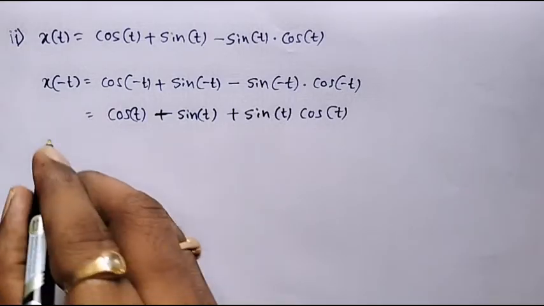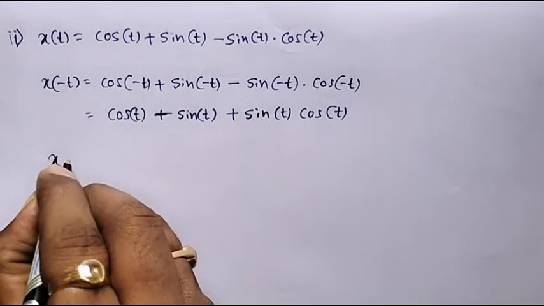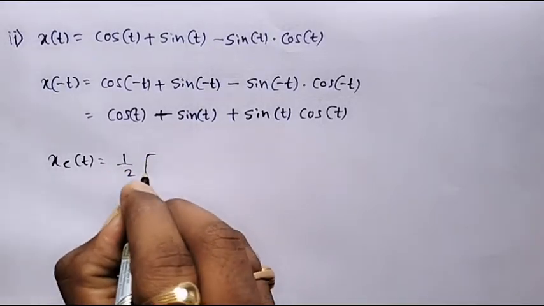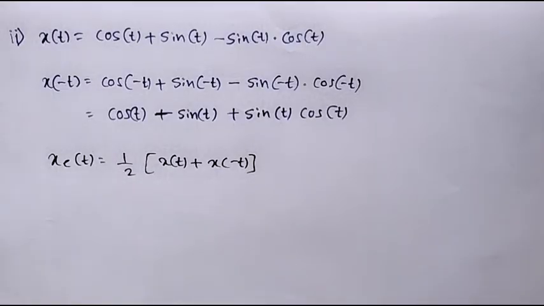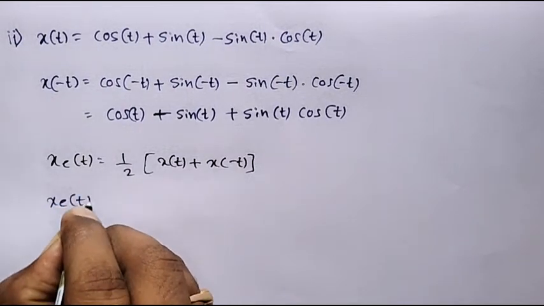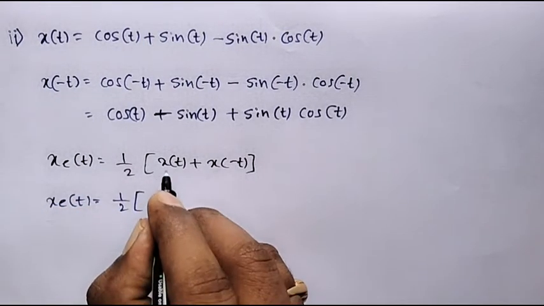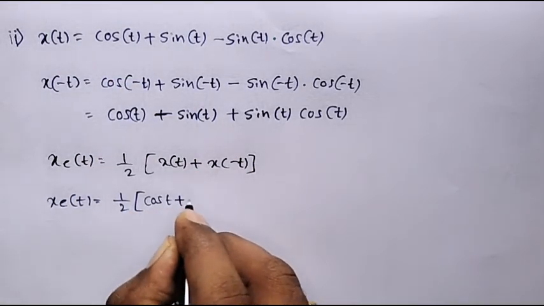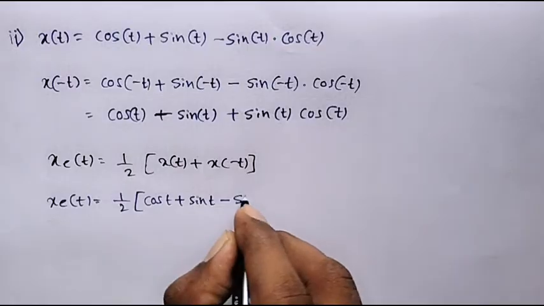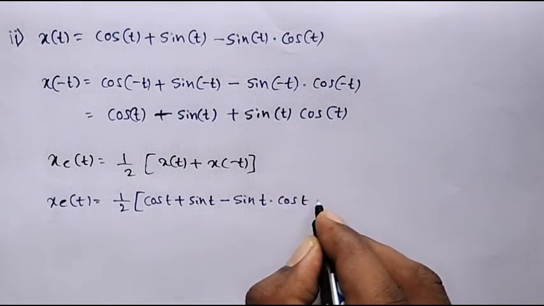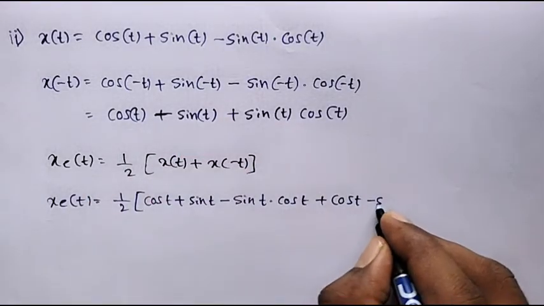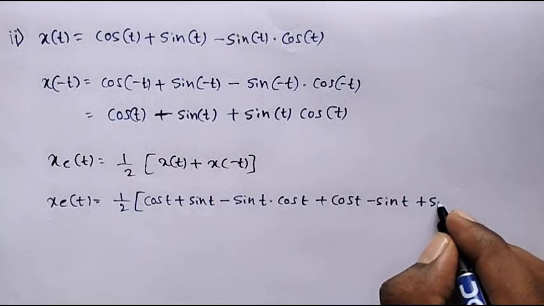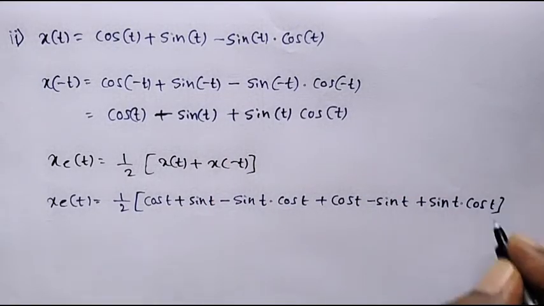So we know that even component of the signal is calculated using the formula xe of t is equal to half x of t plus x of minus t. Let's substitute the same values. Therefore I can write xe of t is equal to half, here x of t is cos t plus sin t minus sin t into cos t plus x of minus t, that is cos t minus sin t plus sin t into cos t.